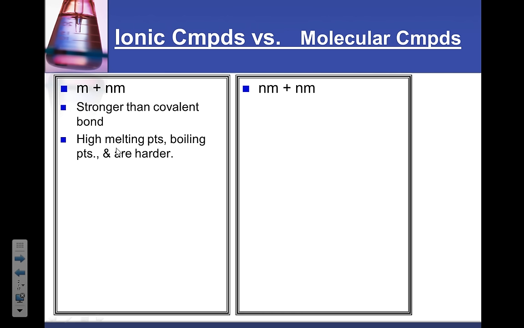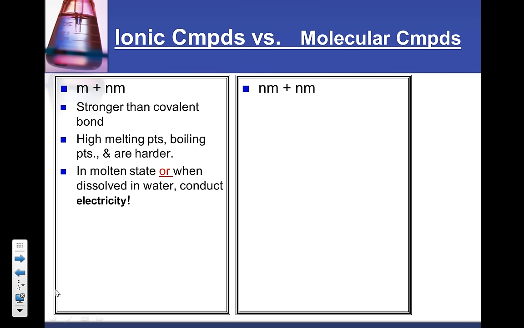Ionic compounds have bonds that are stronger than covalent bonds. And so the compounds that contain these bonds are going to have higher melting points and higher boiling points. And specifically their structure is going to be harder. It'll be a harder crystal than those in molecular compounds. Ionic compounds in the molten state, that means when you heat them to their melting point and they melt, think of molten lava, or if you dissolve them in water, they will conduct electricity.